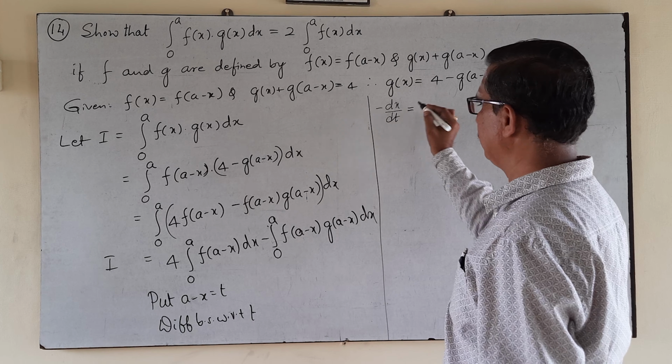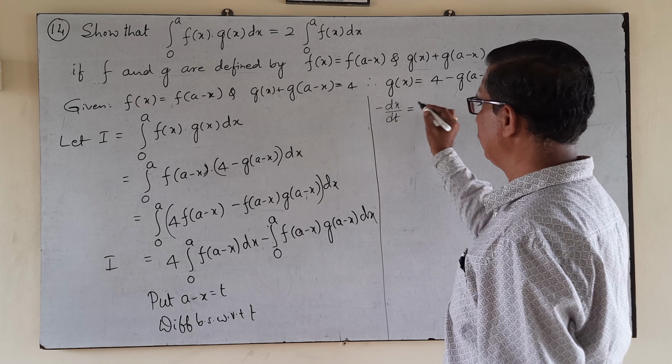Next, the corresponding limits. At x equal to lower limit 0, put x is 0: a minus 0 is a, so t value is a. At x is equal to upper limit a, substitute: a minus a is 0, so t is equal to 0. Now I is equal to 4 into, at x is 0, t is a; at x is a, t is 0; f of a minus x is f of t; dx value is minus dt.